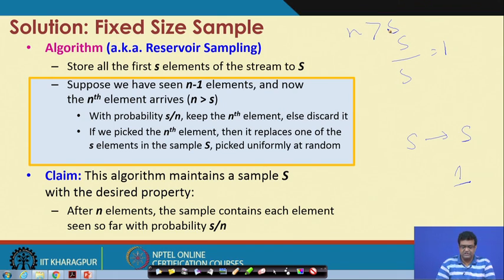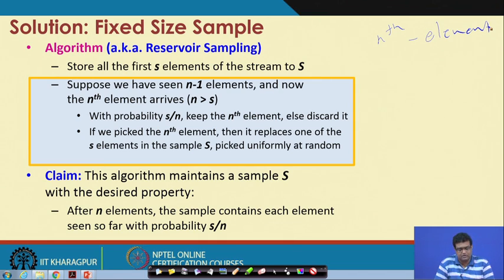So, with probability s by n, sorry, you have already seen n minus 1 elements and you are now seeing the nth element. So, with probability s by n, you keep the current element, else you discard it.